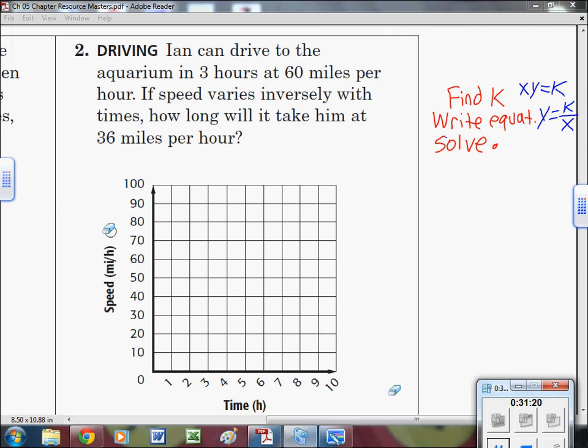Now, we're going to follow the same steps as always. We're going to start by finding k. So now to find k, it's x times y. So now, here's what we have to look at.